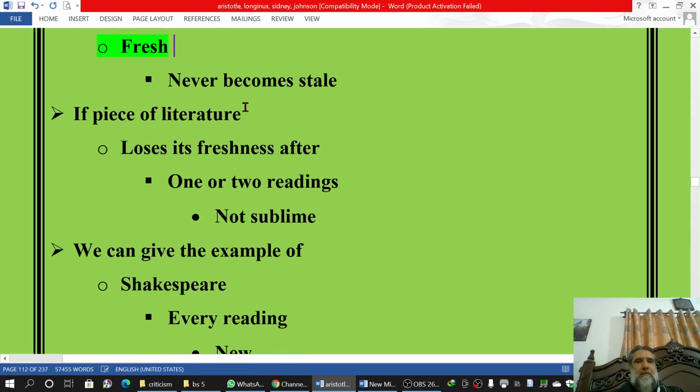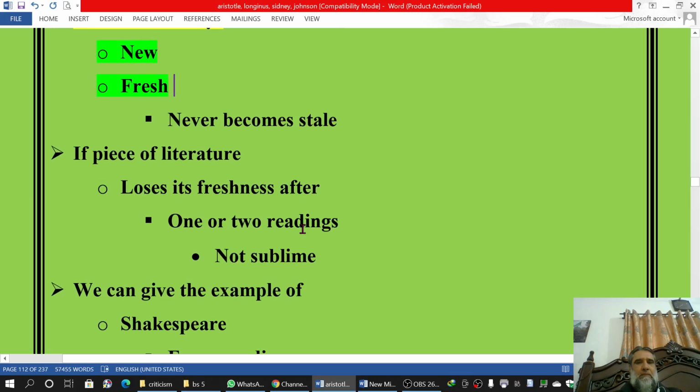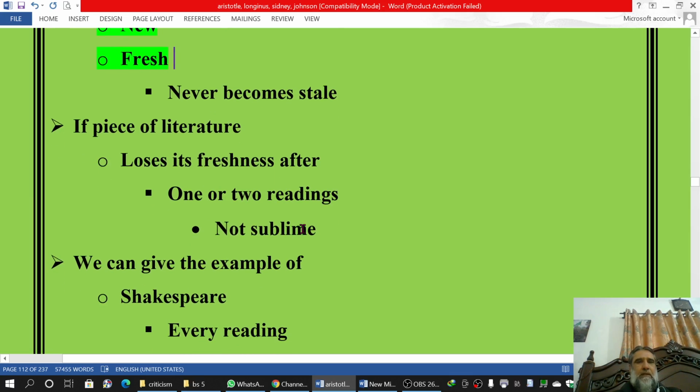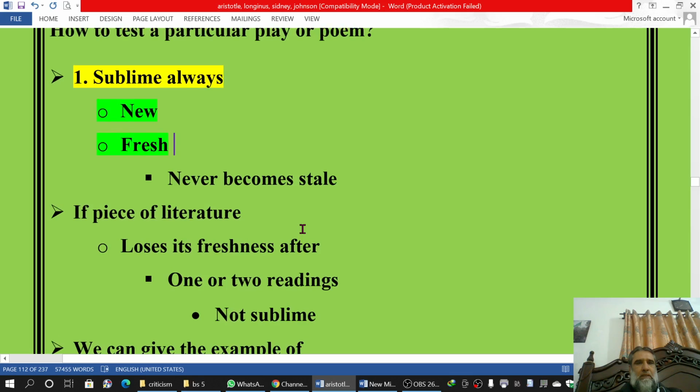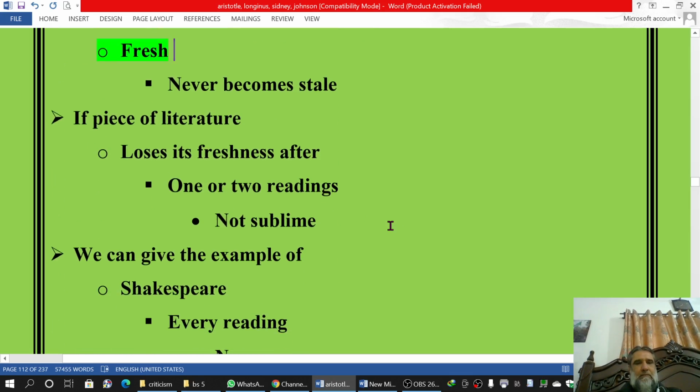If a piece of literature loses its freshness after you read it once or twice, then it would not contain sublimity, because sublime literature is the type of literature which, if read many times, with all the readings, looks new, looks fresh, and gives you pleasure whenever you read it.